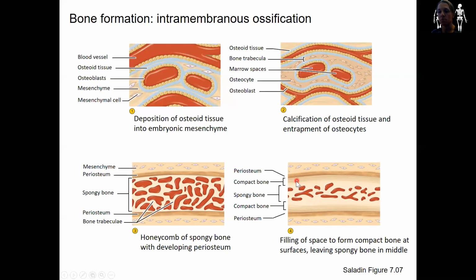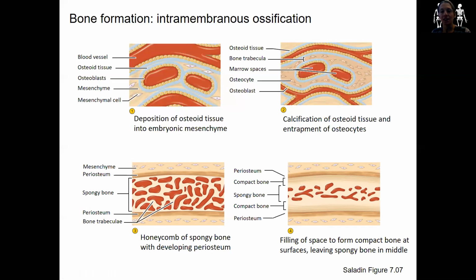This results in this sandwich-like feature, a flat bone. Remember, these are flat bones that are going through this type of ossification. We've got the compact bone, spongy in the middle, compact bone on the other end, a sandwich with spongy in the middle. And that's a flat bone for you.